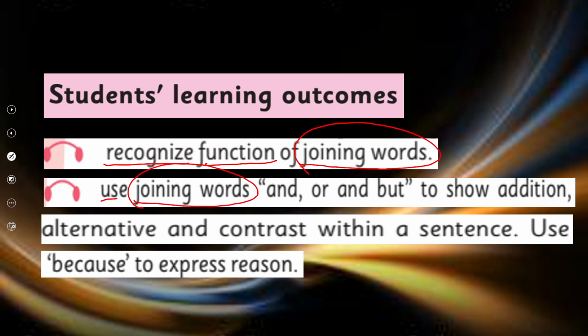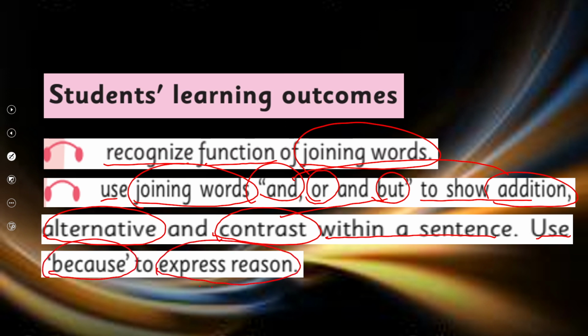And we are going to learn further to recognize the function of joining words. Use joining words and, or, and but to show addition. And is used to show addition, or is used to show alternative, and but is used to show contrast within a sentence. Also use because to express reason. So what we are learning from this SLO is that and is for addition, or is for alternative, but is for contrast, and because is to express a reason. These are our today's SLOs.